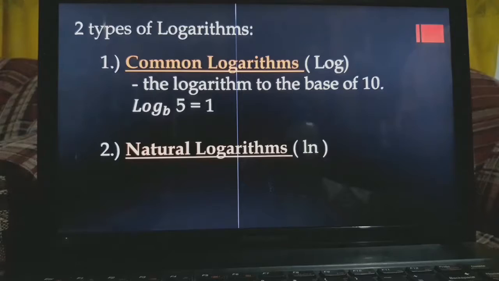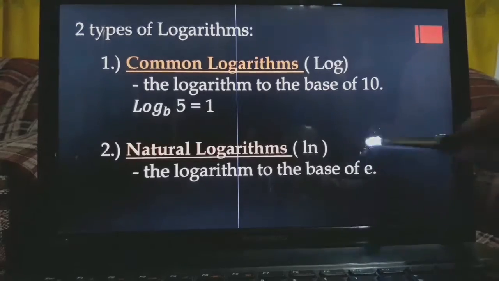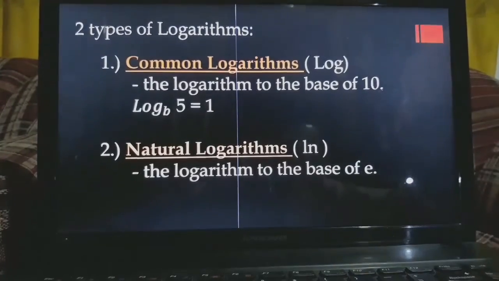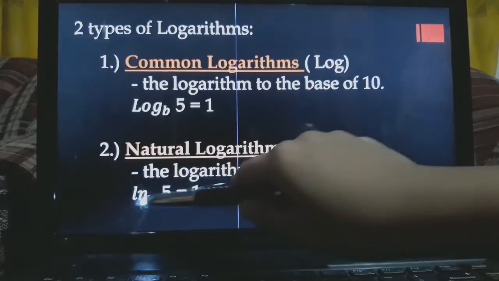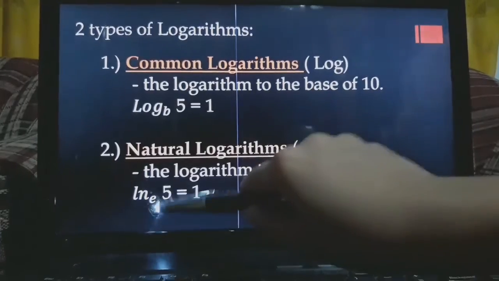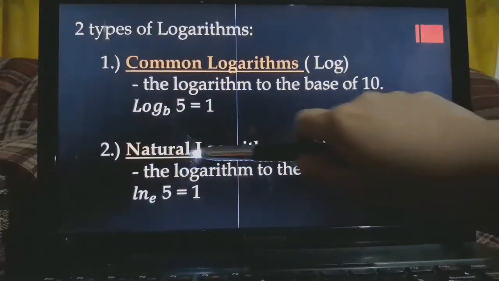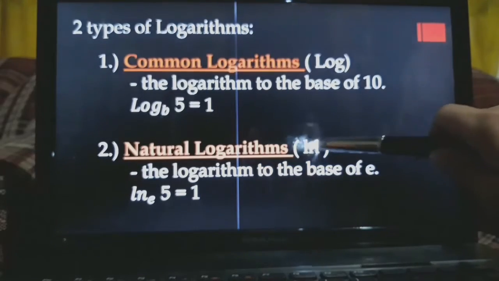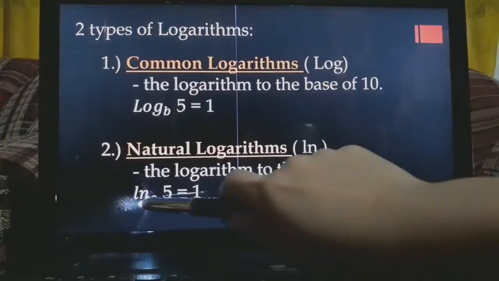Next is the natural logarithms. It means the logarithm to the base of e. Example, natural logarithm of 5 to the base of e is equal to 1. In natural logarithms, it is written as ln. There it is.